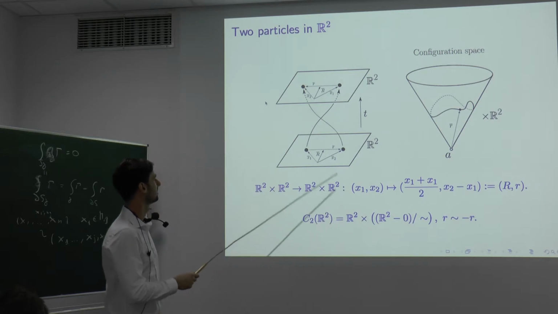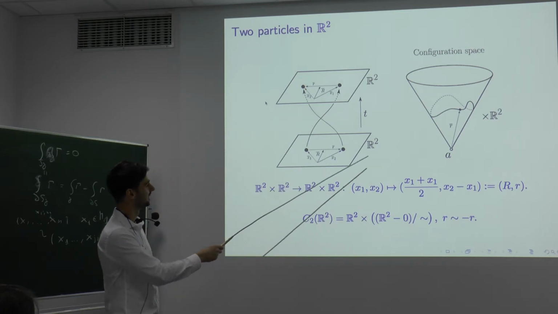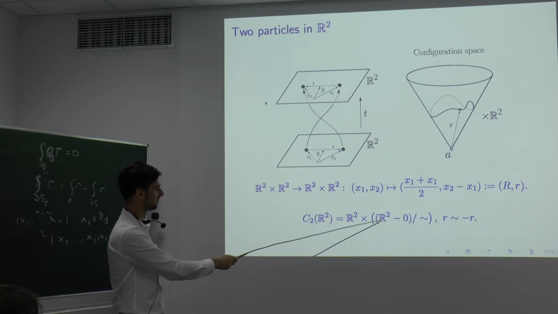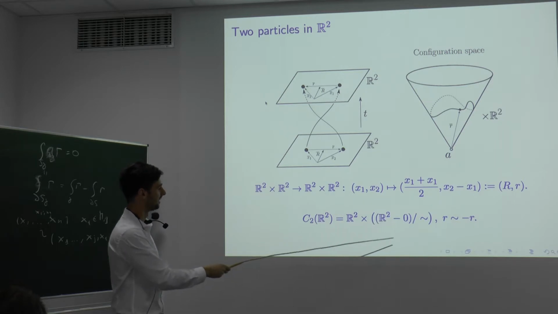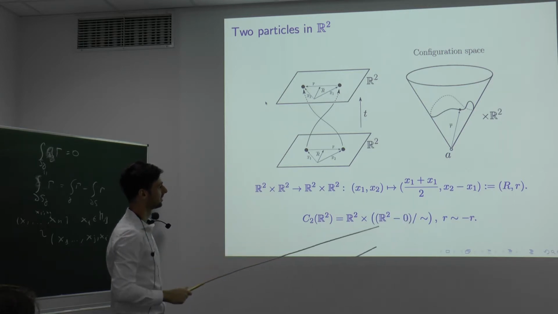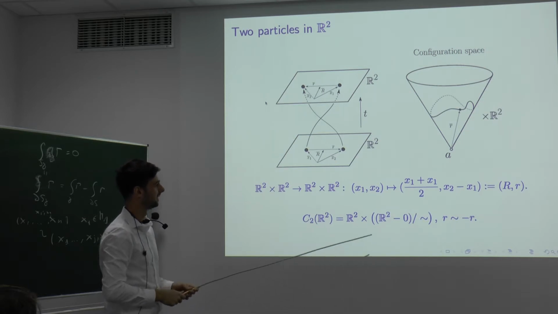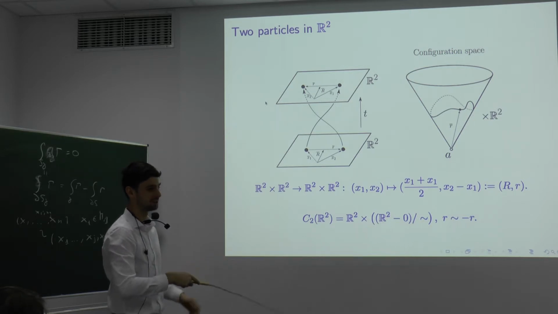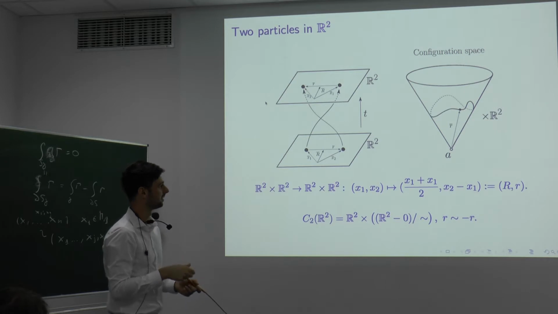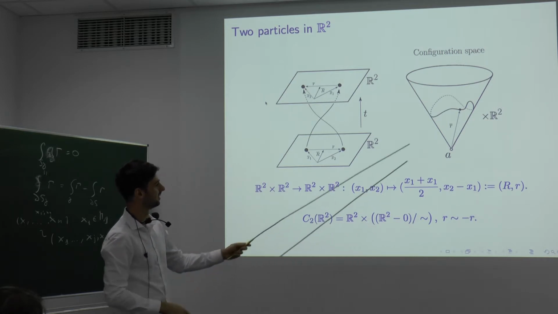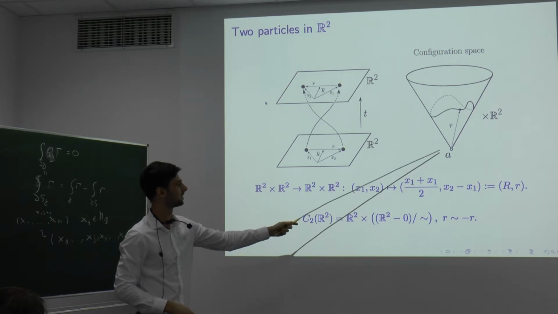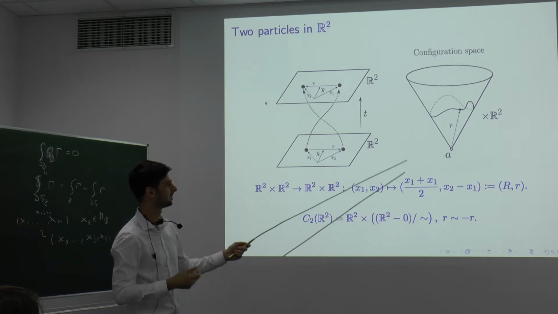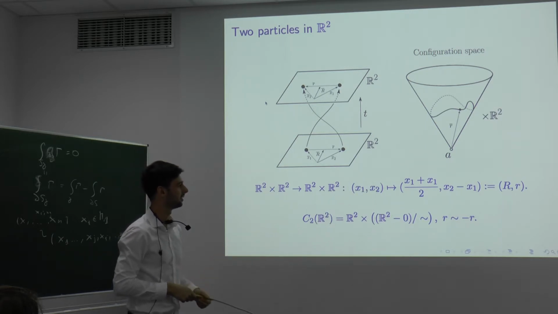Okay, so returning to this problem of two particles in the plane, we have the center of mass times the relative position minus 0, and we take the quotient by the permutation group. It's a little riddle what this might be when we identify opposite vectors in R2. So this becomes a cone without apex, and the topology of this space is non-trivial, the same as the topology of a disk.